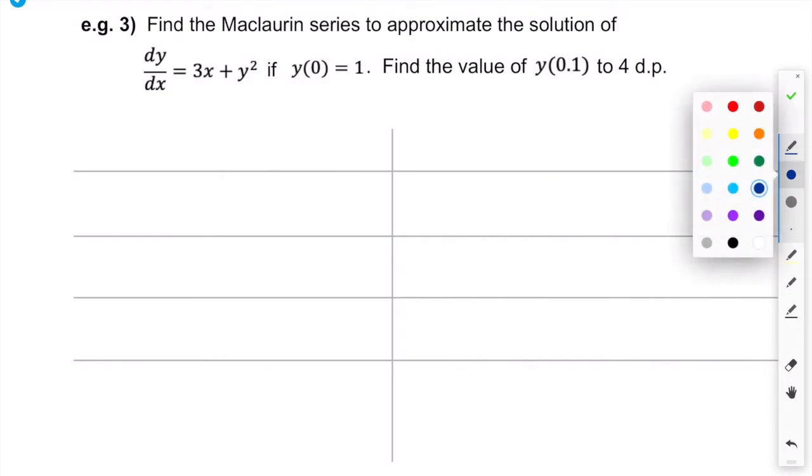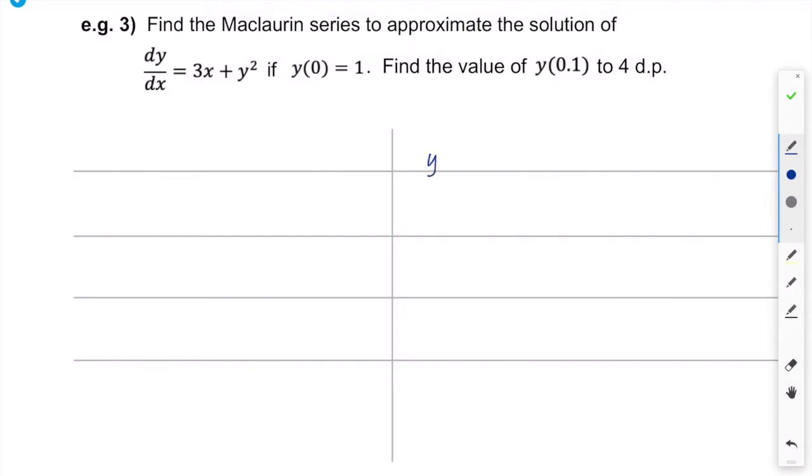So here's the solution to example 3. Find the Maclaurin series to approximate the solution of dy by dx equals 3x plus y squared. If y of 0 is equal to 1, find the value of y of 0.1 to 4 decimal places. So the steps would be very similar to what you did in example 2.